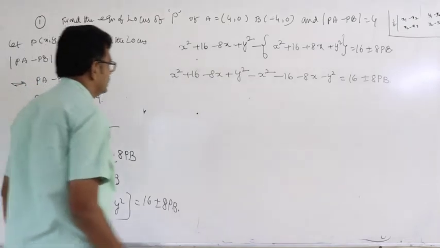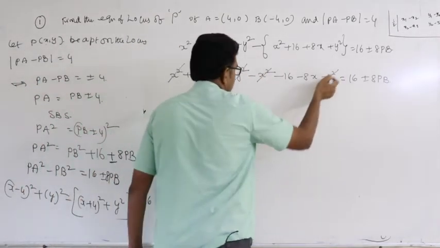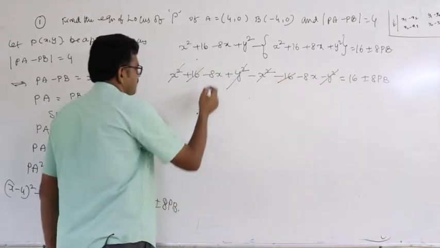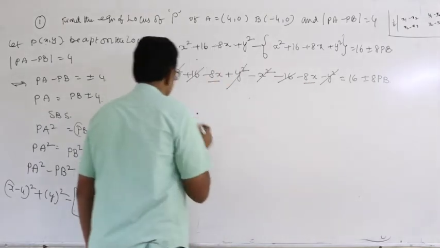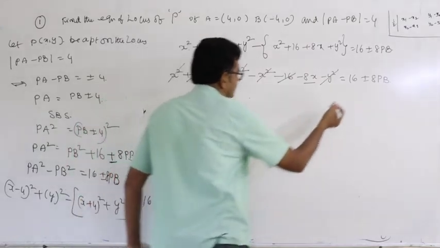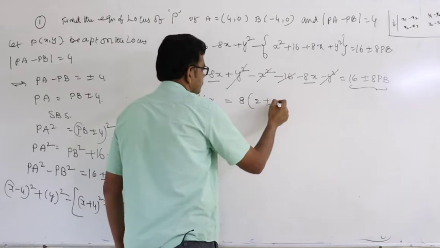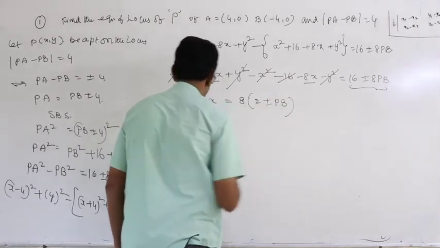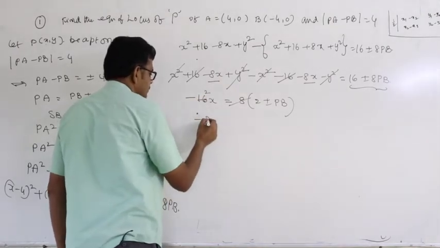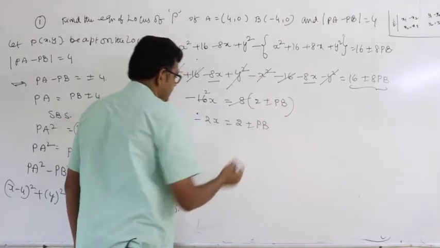There x square cancels, y square cancels. Okay, plus 16 minus 16 cancels. Minus 8x minus 16x is equal to, in this one, I am taking 8 common, 2 plus or minus PB. So again, this one time, two times gets cancelled. Minus 2x is equal to 2 plus or minus PB.